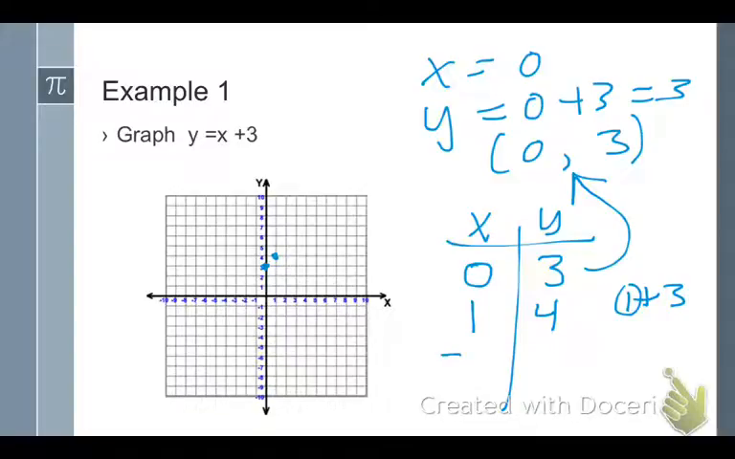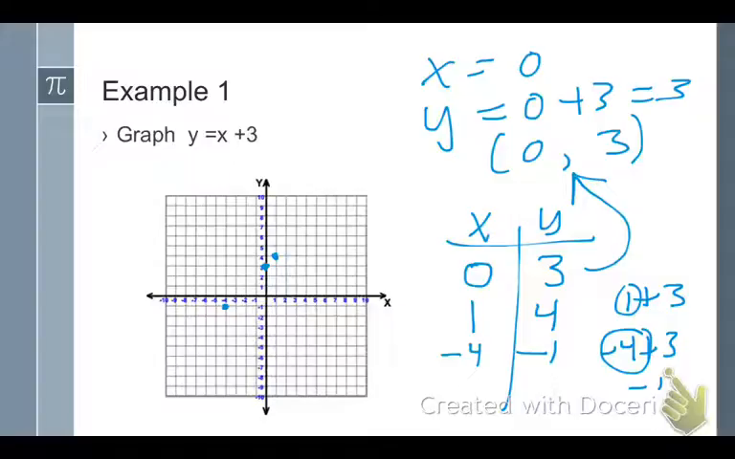Let's pick x equals negative 4, just to show you can pick negatives. Negative 4 plus 3. Now, when I add signed numbers and the signs are different, I basically subtract. So 4 minus 3 would be 1, but I keep the sign of the bigger value. 4 is a bigger value than 3. So I get a negative 1. So I graph the point negative 4, negative 1. So I'm going to move to the left 4 and down 1. And that puts me right about there.